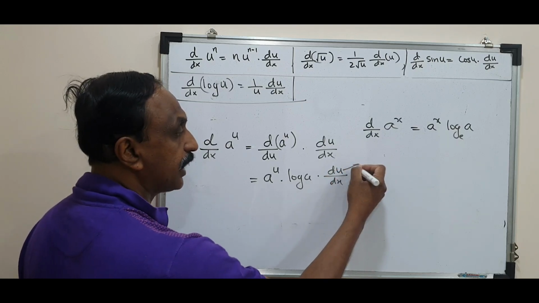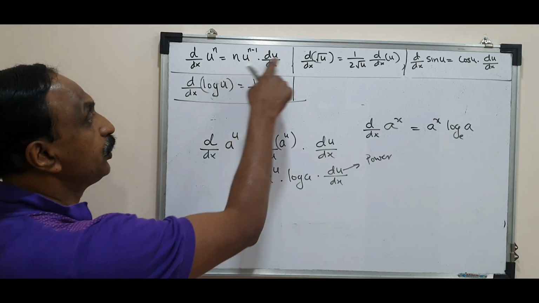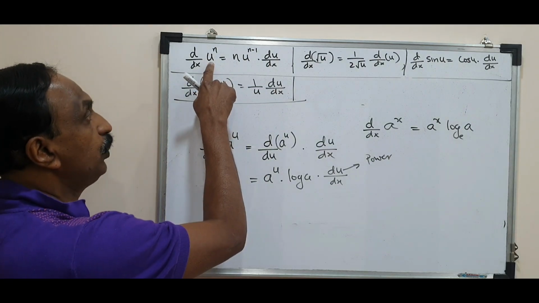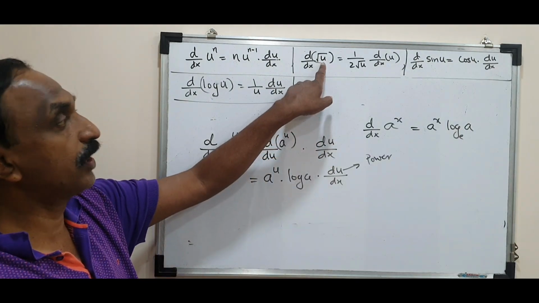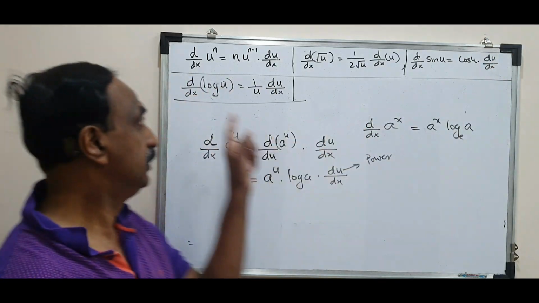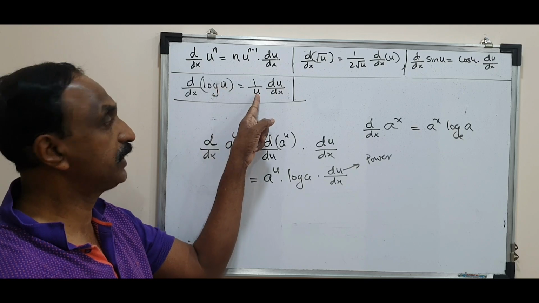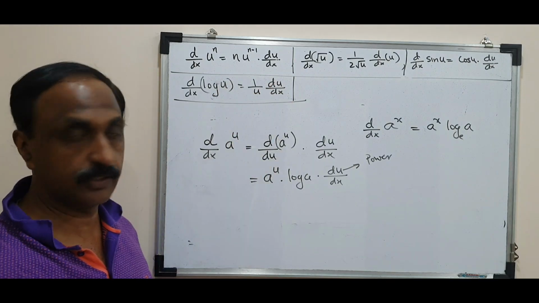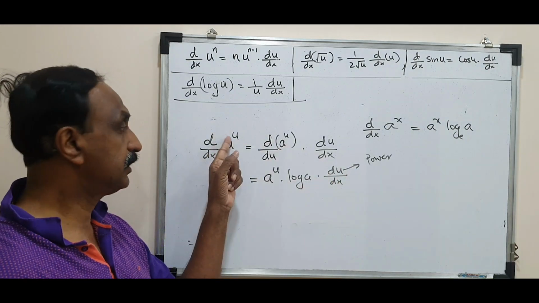So what does this u stand for? u stands for power. Each one has a different meaning for u. In the power rule, the base is u. In a root, whatever is inside the root is u. In a trigonometric function, u is the angle. In a log function, whatever is inside the log, whatever comes in the denominator, that one's derivative. In an exponential function, the du by dx is nothing but the derivative of the power.